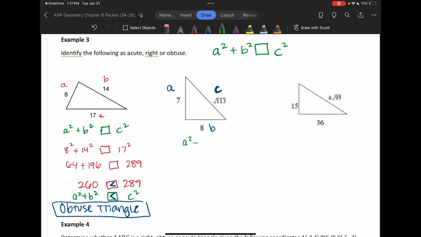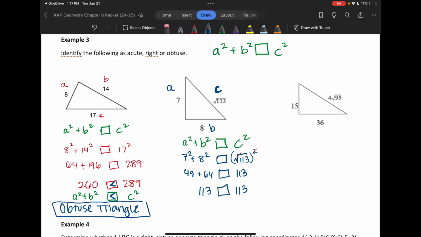What I'm checking for essentially is this. Plugging these values in, we're looking at 7 squared plus 8 squared and comparing that to the square root of 113 squared. 7 squared is 49, 8 squared is 64. For the square root of 113, remember that the squared cancels out the square root, so we're left with just 113. If I add these up, 49 plus 64 actually gives us 113. So comparing these two values, what I'm seeing is that it's equal. We get that it's equal.